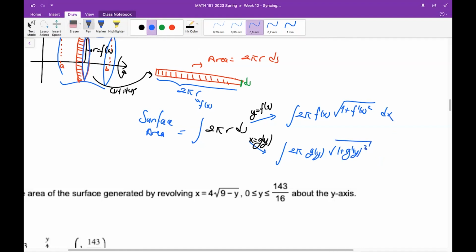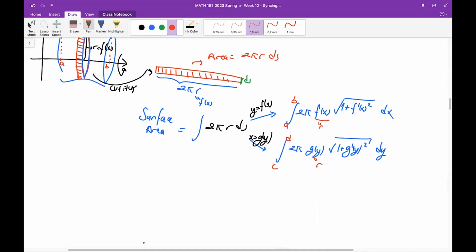Here the integration is with respect to x, and here the integration is with respect to y, where this is written for the radius. In this case, it will be from a to b on the x-axis. In the second case, it will be from c to d on the y-axis, okay? So this is the summary.